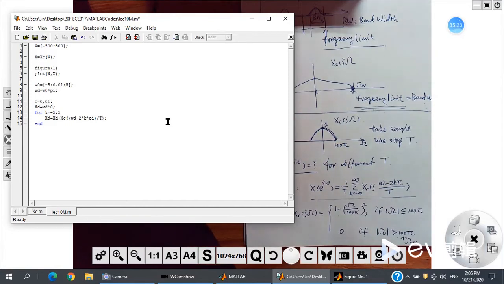We choose this T, then we can calculate, right? Okay. So after we do the summation, we get xd. Then we can show how it looks. This is figure 2. And let's see, we want to plot with omega d and xd. Okay, let's run it. F5.